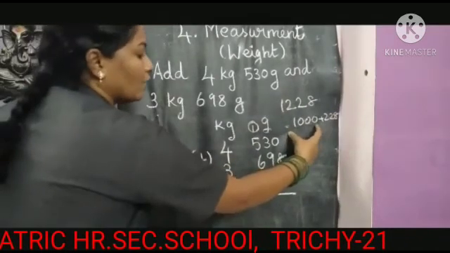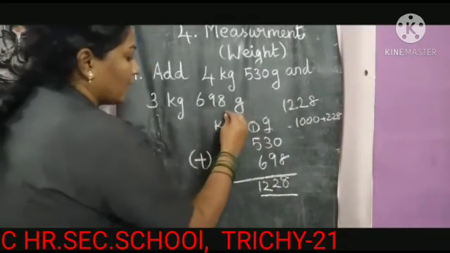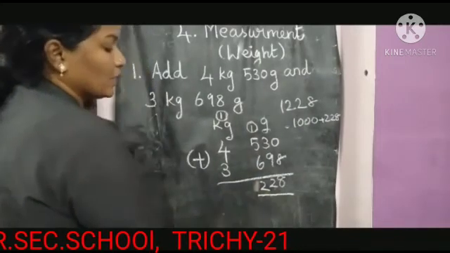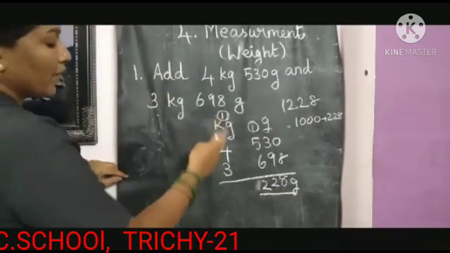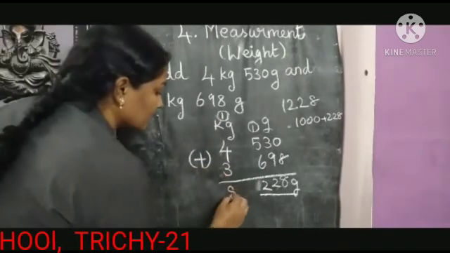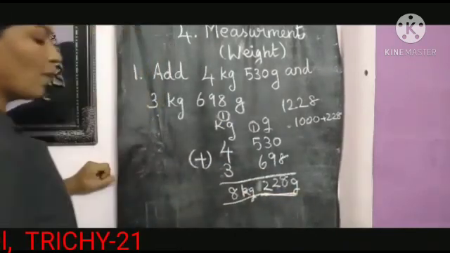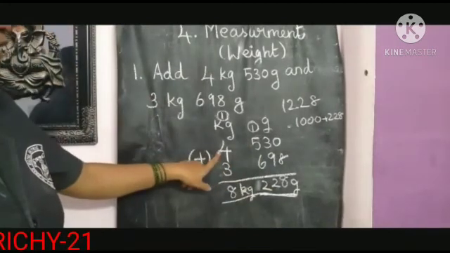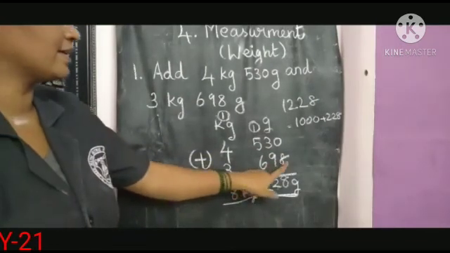Now, this 1000 gram converts to the kg side. So you add a 1 here. And here, 228 grams. Now, 1 kg is here. So 1 plus 4, 5. 5 plus 3, 8. So 8 kilogram, 228 gram. Clear?